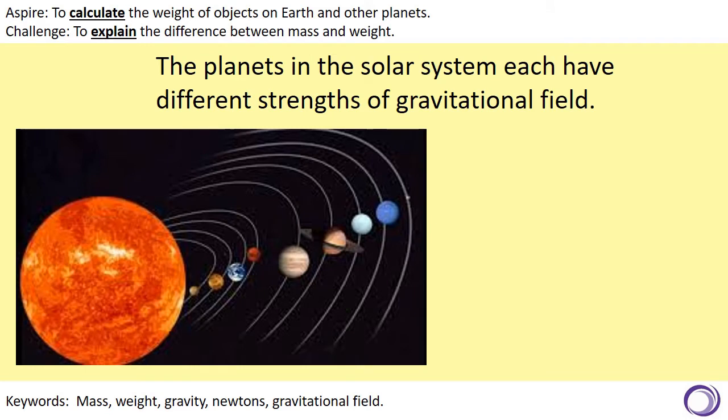Going to look then at how gravity varies in different places, and we'll look at the planets in the solar system. So different planets have got different strengths of gravitational field. The bigger the planet, if it's more massive, if it's got more kilograms, then it will give a gravitational field. But also the density of the planet has an effect. So if it's more concentrated, it will make the gravitational field stronger.